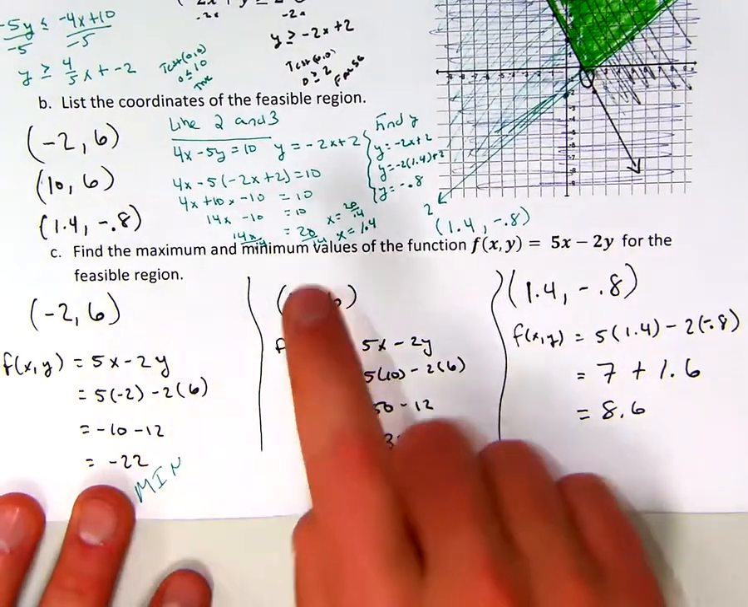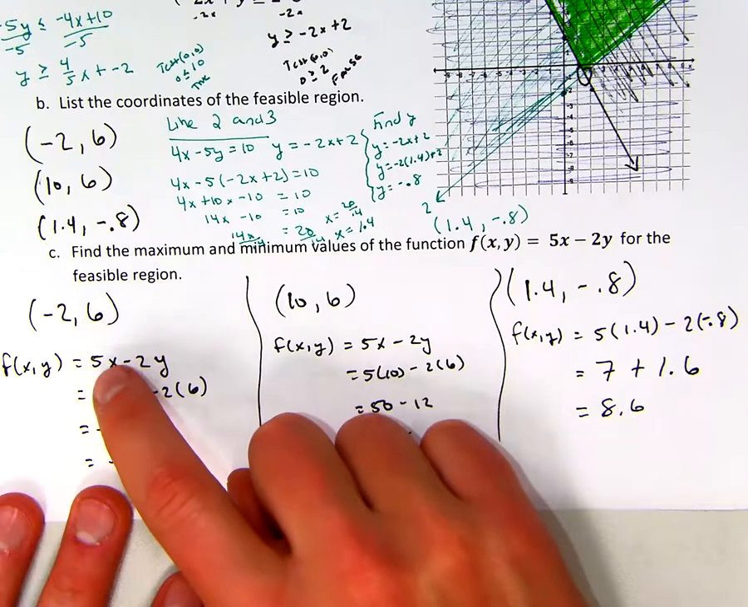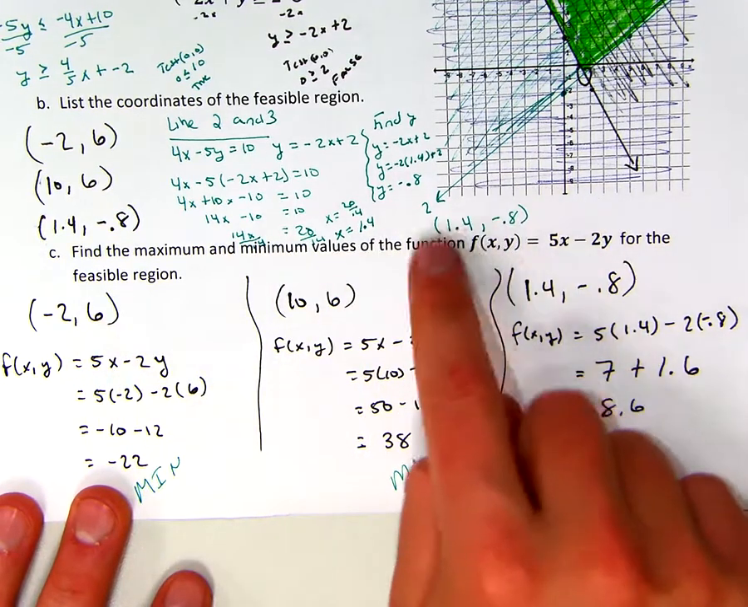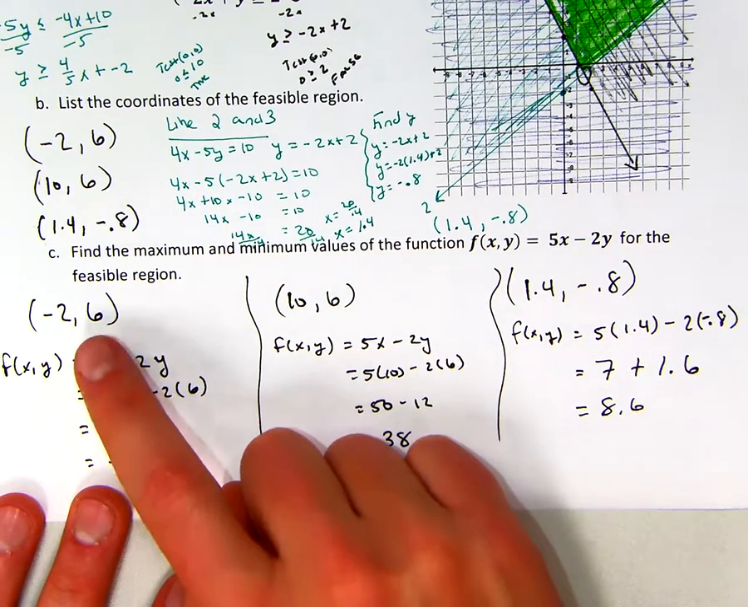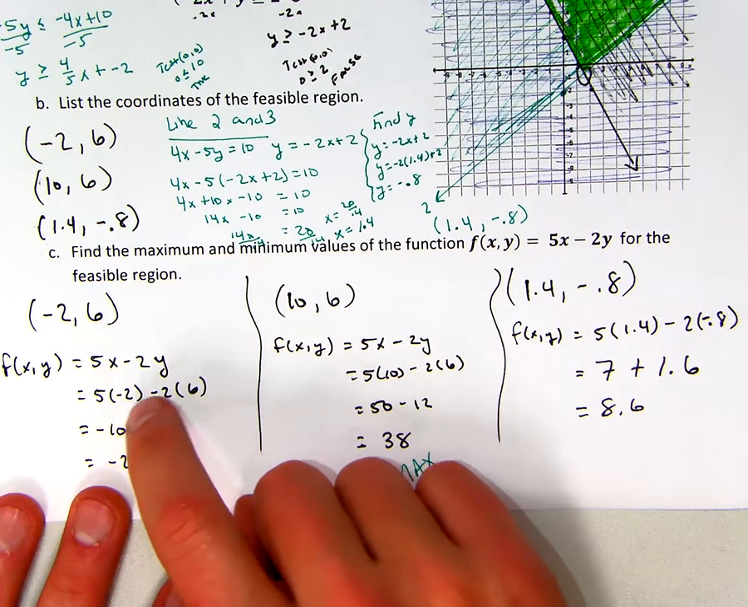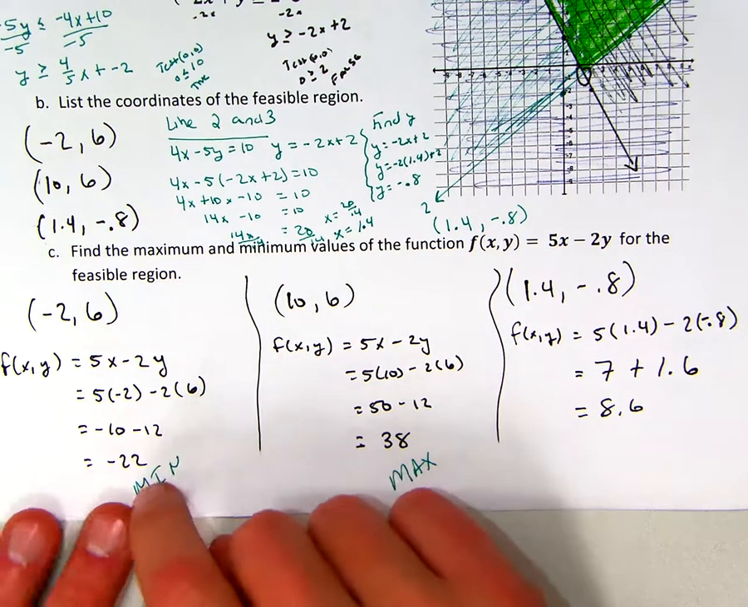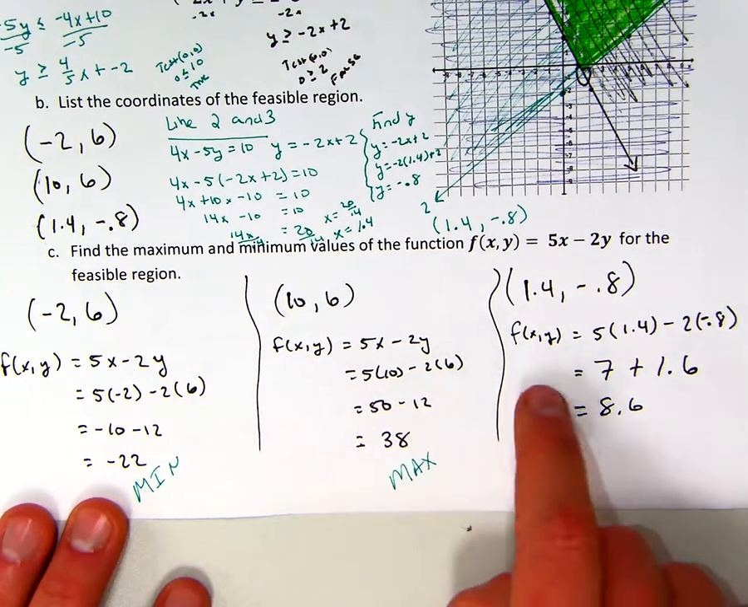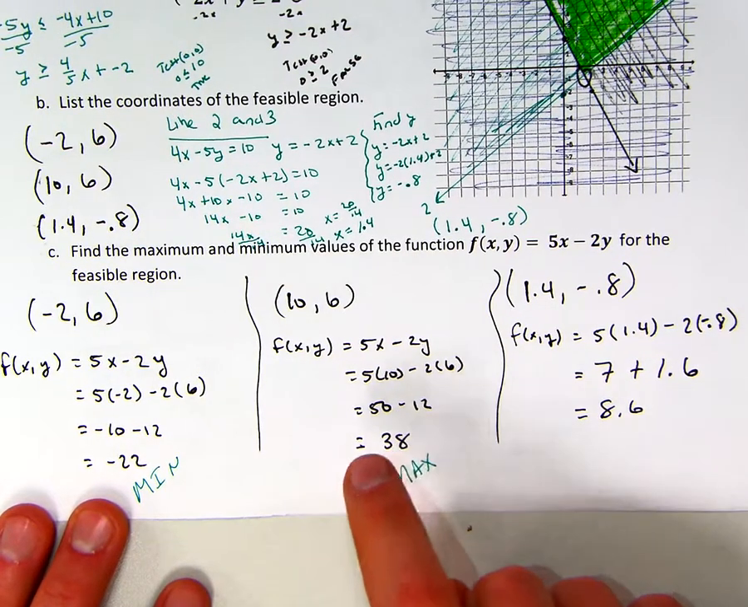Then you have each intersection point, and you're going to plug the intersection point in for this profit function. Okay, so negative 2 goes in for x, 6 goes in for y, so you get 5 times negative 2 minus 2 times 6, which is negative 10 minus 12, so you get negative 22. Do that for each one. Your smallest number is your minimum, your largest number is your maximum.